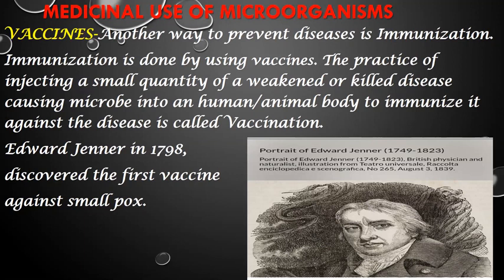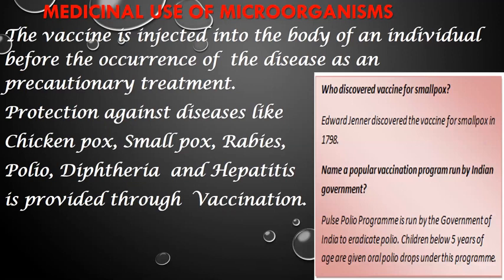Edward Jenner in 1798 discovered the first vaccine against smallpox. The vaccine is injected into the body of an individual before the occurrence of the disease as a precautionary treatment. Protection against diseases like chickenpox, smallpox, rabies, polio, diphtheria, and hepatitis is provided through vaccination.